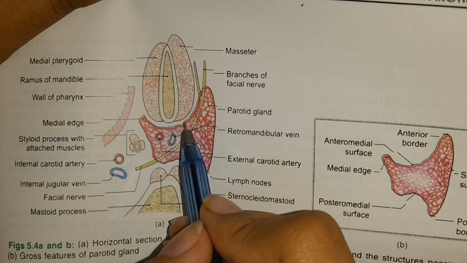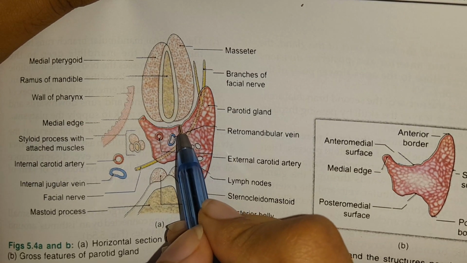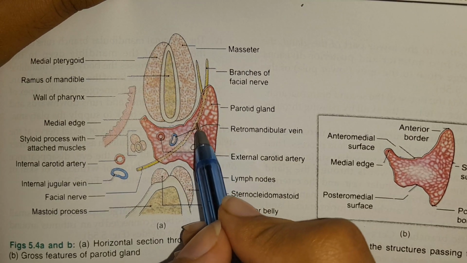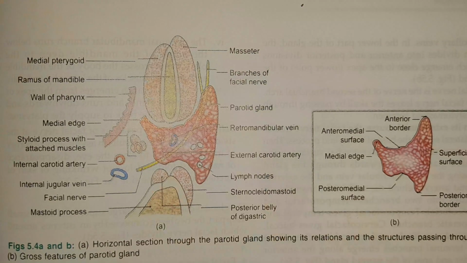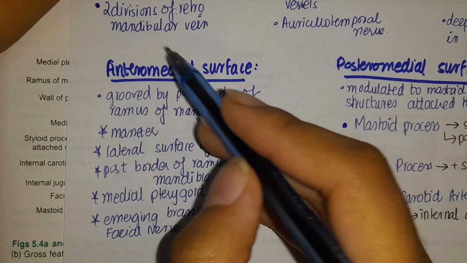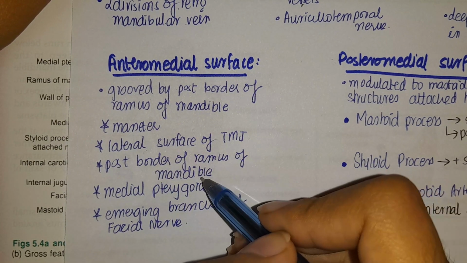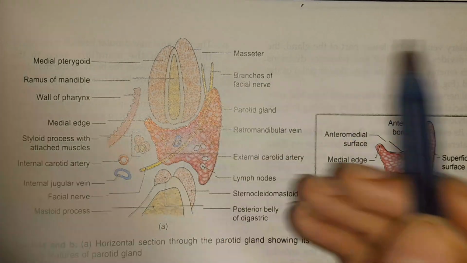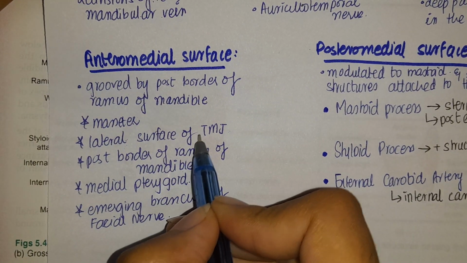Also I told you the anteromedial surface will majorly be related to the lateral surface of the temporomandibular joint. After that we have emerging branches of the facial nerve. You can also see the branches of the facial nerve coming from here. So all the relations have been covered: the masseter muscle, the posterior border of the ramus of the mandible, and the medial pterygoid, the three of them covered. Emerging branches of the facial nerve are over here, and it will be related to the lateral surface of the temporomandibular joint.